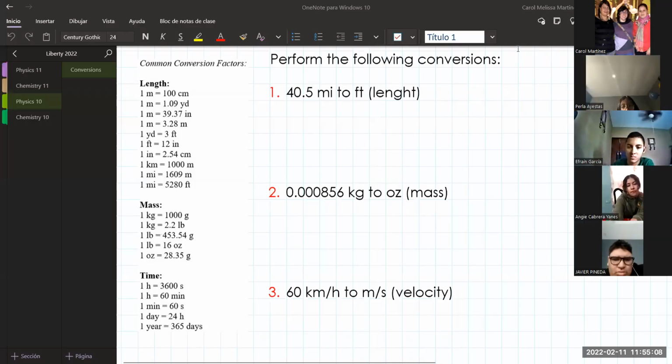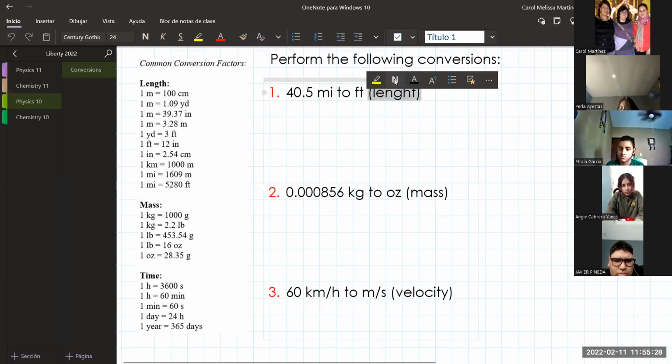The first one says, convert 40.5 mi. Mi means miles, okay? So I'm going to convert 40.5 miles into feet. That means that this is a conversion of length units. Now, how is this process going to be done?